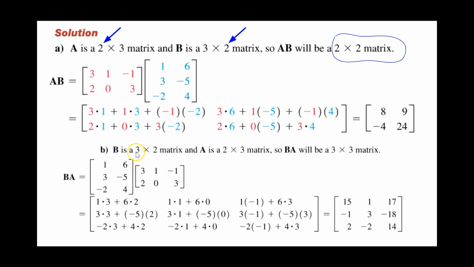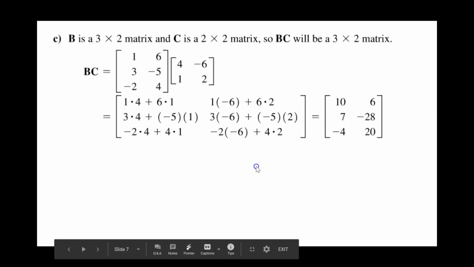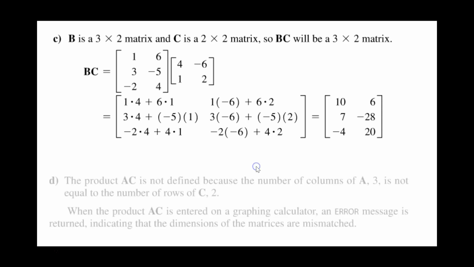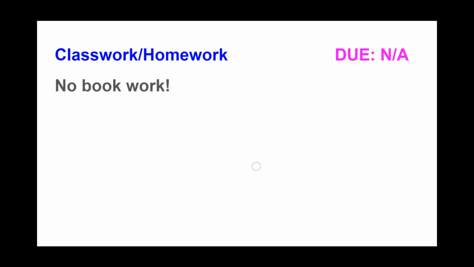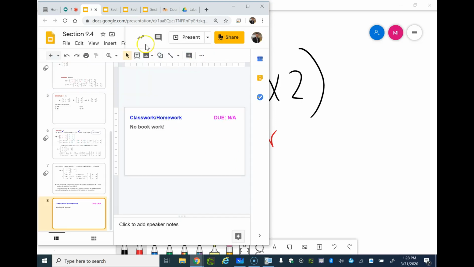So for this one here, I'm multiplying a 3 by 2 with a 2 by 3. This 2 matches with this 2, so now I'm okay to multiply these two together. Because this first one's a 3 and the last one's a 3, it produces a 3 by 3, so 3 rows and 3 columns. And that's going to be all for section 9.4.